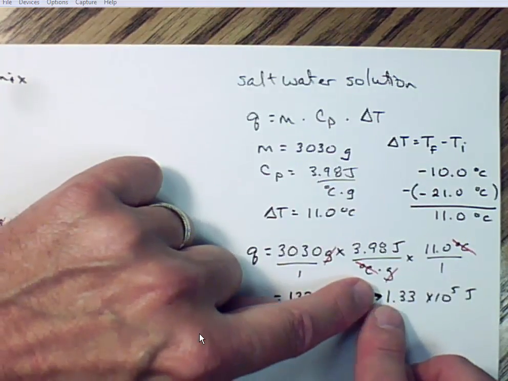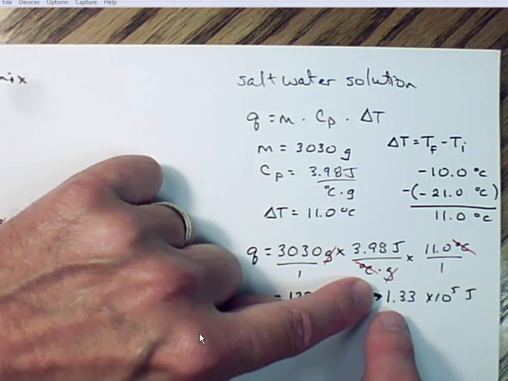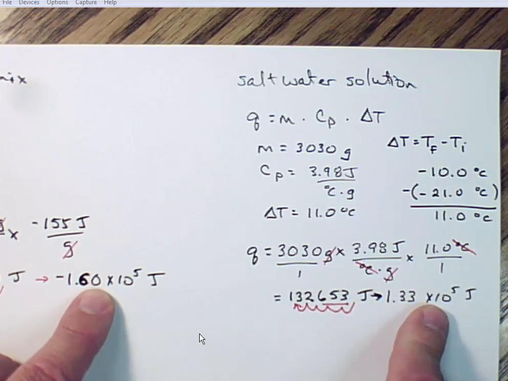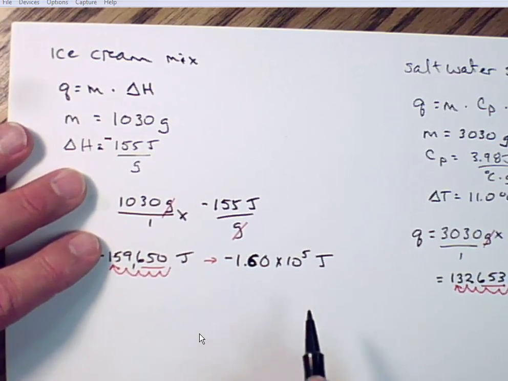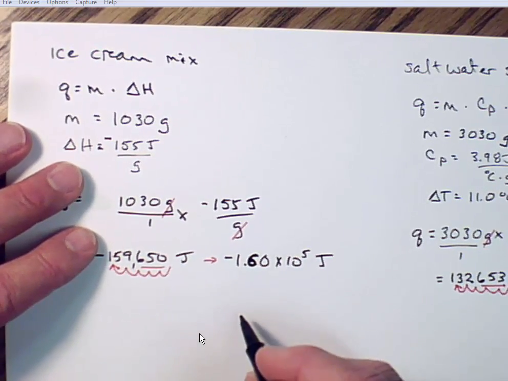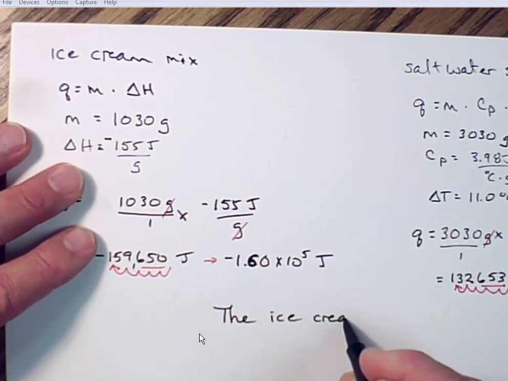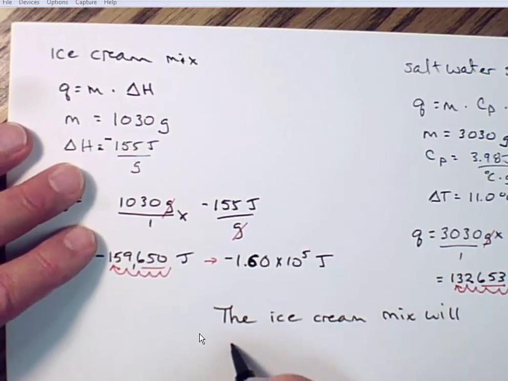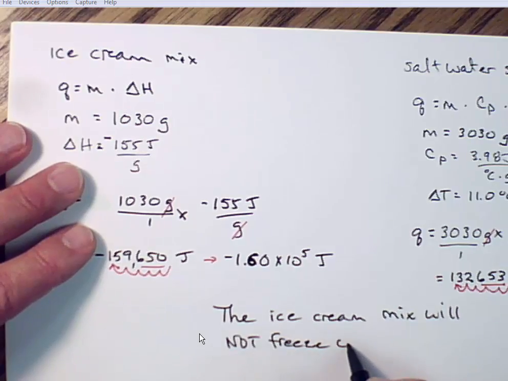The saltwater solution, between -21 and -10 degrees C, can only absorb this amount of energy. That's not enough energy to completely freeze the ice cream mix. So, for this sample, in this situation, the ice cream mix will not freeze completely.